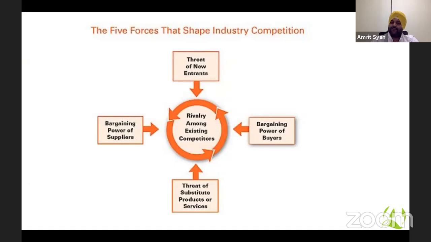Threat of substitute product or service: "Sir, आपका product तो इतना ही काम कर रहा है, वो सामने वाले का product ये भी कर रहा है," and even he is doing this as well. So this is one of the threats.